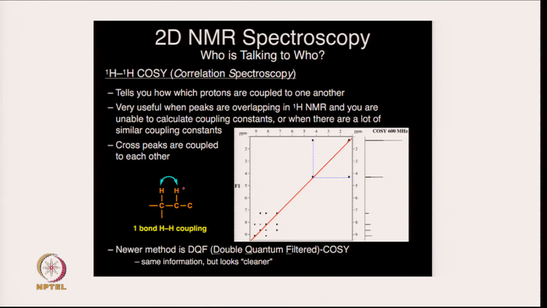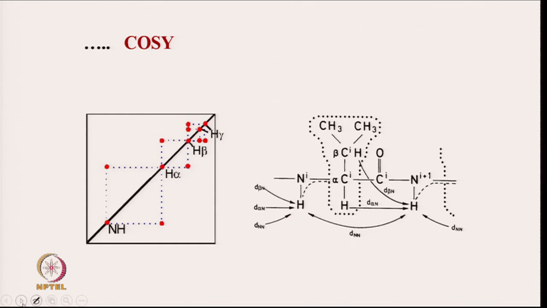And one of the important variations of this spectroscopy method is DQF-COSY, which is double quantum filtered COSY. Same information, but it is cleaner.